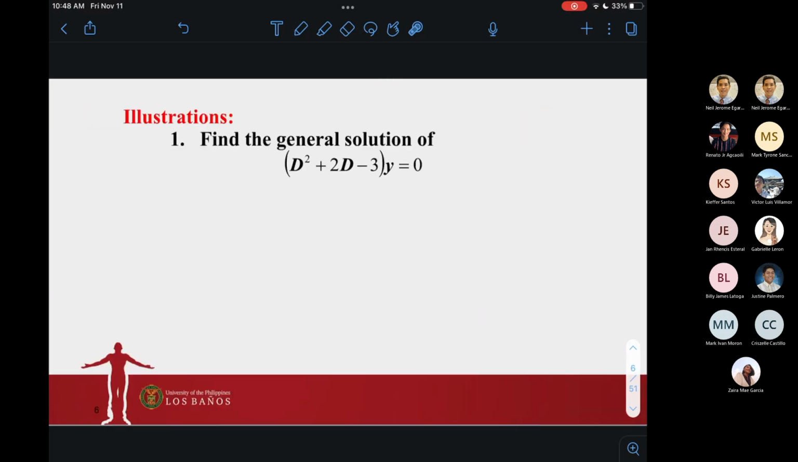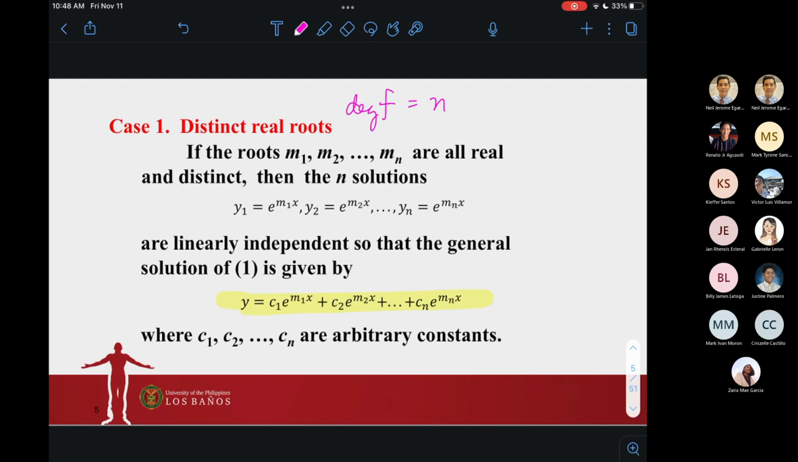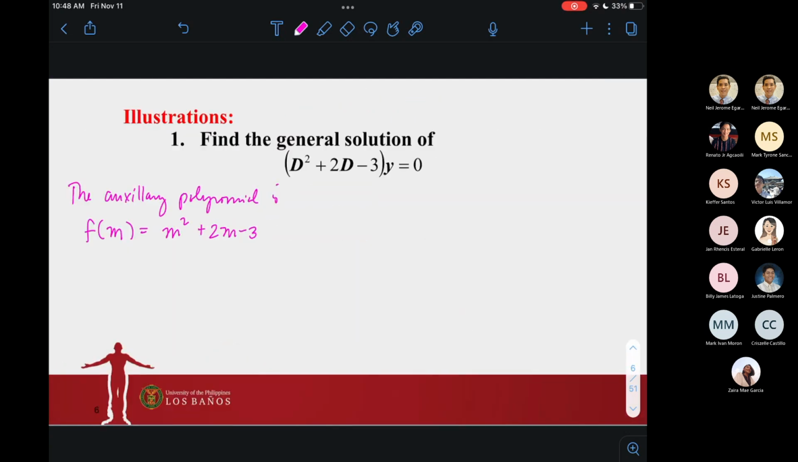Illustrations. So first, let's find the solutions to (D squared plus 2D minus 3) applied to y equals 0. Well, the auxiliary polynomial is f of m equals m squared plus 2m minus 3. All of the operator D I just replaced with the variable little m, to say that it stands for a number. All right? And then I can factor this as (m plus 3)(m minus 1).